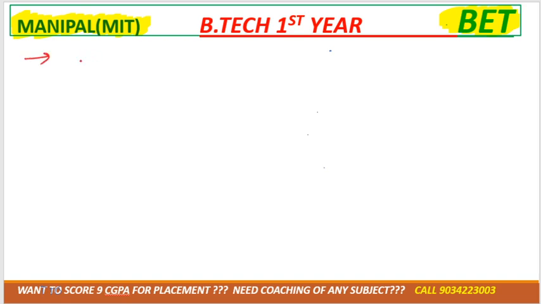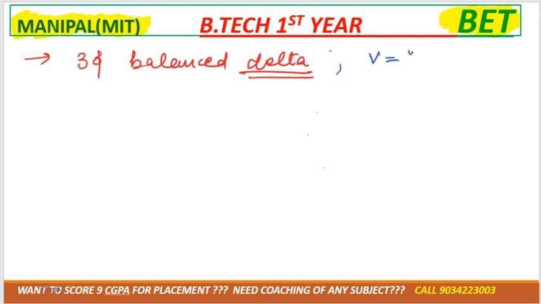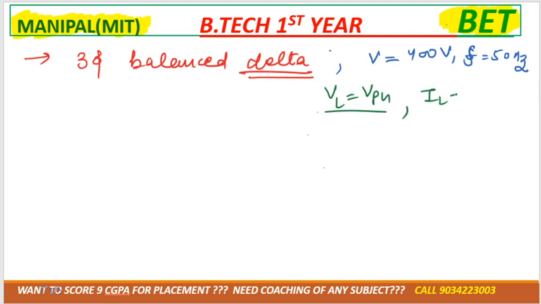In this they said there is a 3-phase balanced delta connected load to a three-phase supply. Voltage is how much? 400 volt, and frequency is how much? 50 hertz. Correct? So as you know, in delta, VL must be equal to VPH and IL is equal to root 3 IPH. Right?